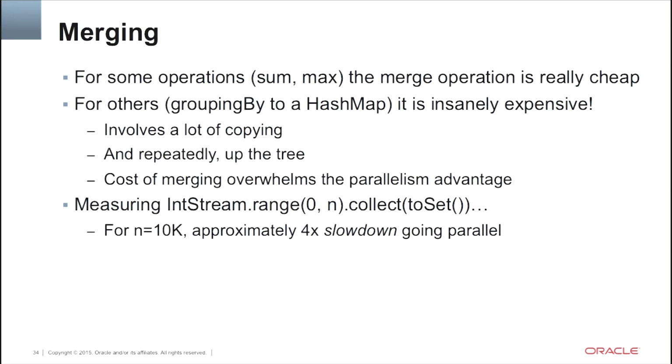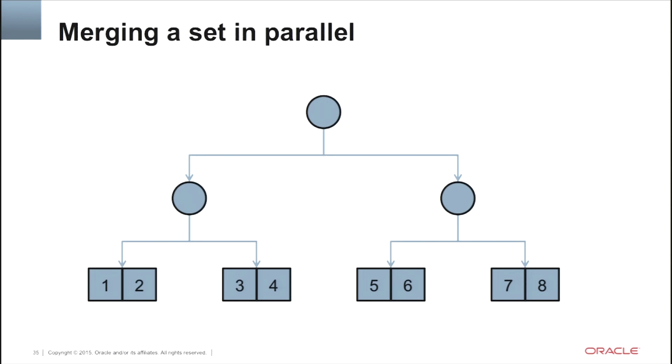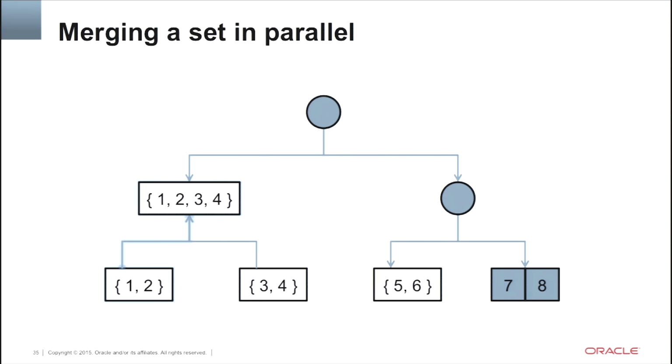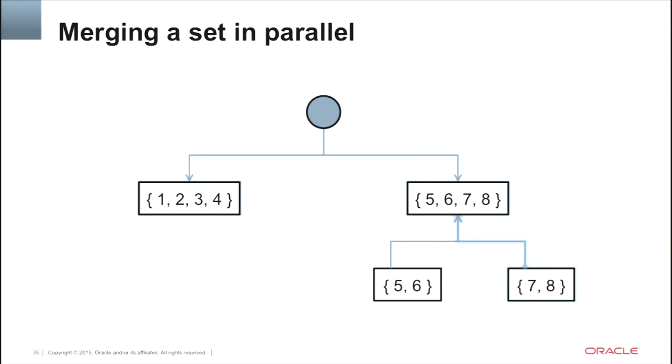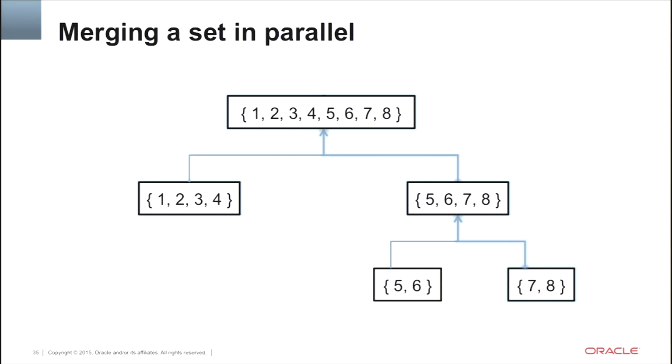If I try to parallelize collecting to a set, I saw a pretty significant slowdown because I was losing all of my performance to merging maps. You can sort of see what that looks like, right? If I want to create a set from the first n elements, I create a set at each leaf, and then I have to merge those two sets into a bigger set, and I do the same thing over here, and then I have to merge those sets again. It probably would have been easier to just make one set at the top in the first place.